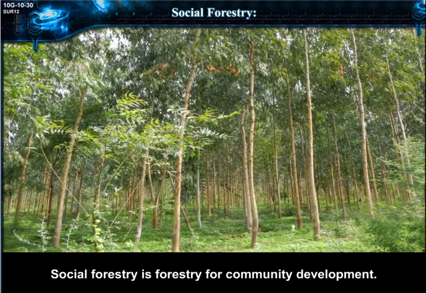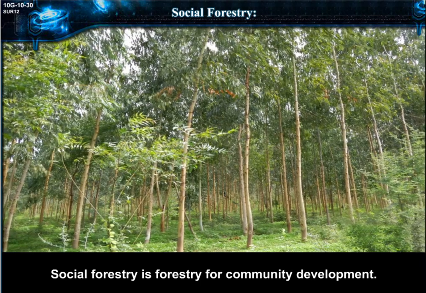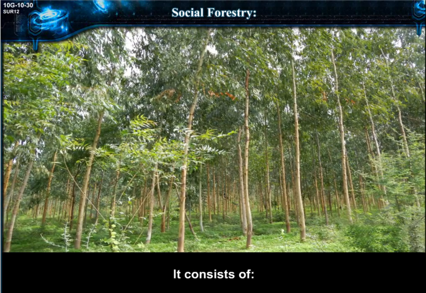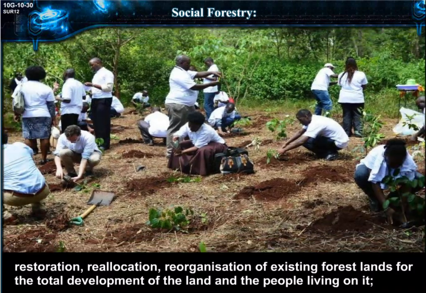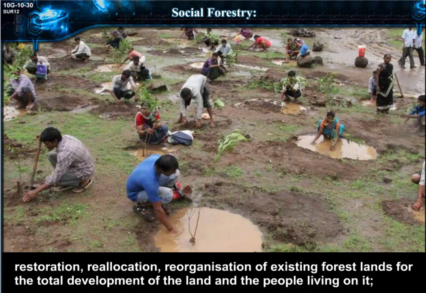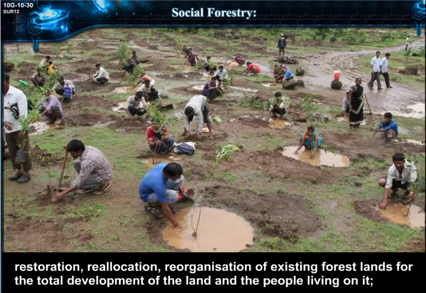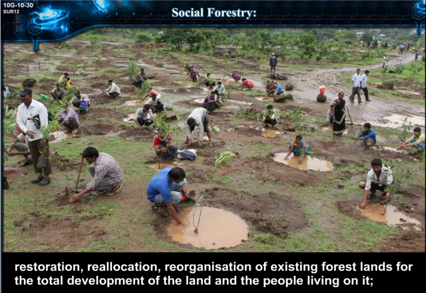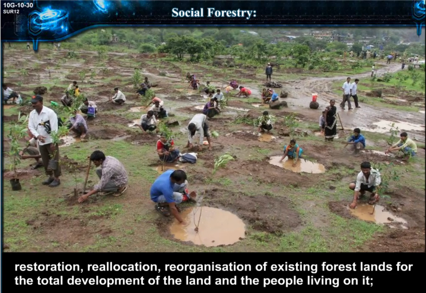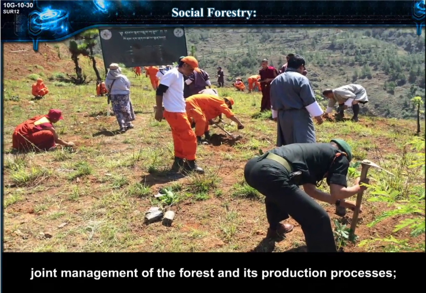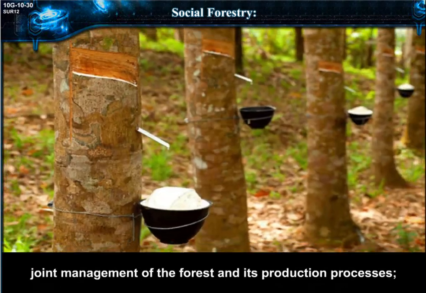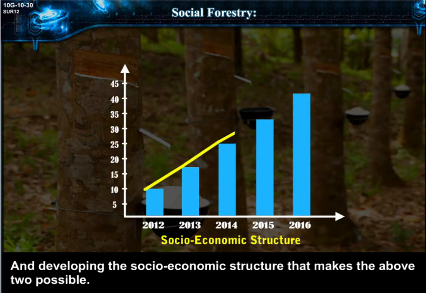Social forestry is forestry for community development. It consists of restoration, reallocation, reorganization of existing forest lands for the total development of the land and the people living on it, joint management of the forest and its production processes, and developing the socio-economic structure that makes the above two possible.